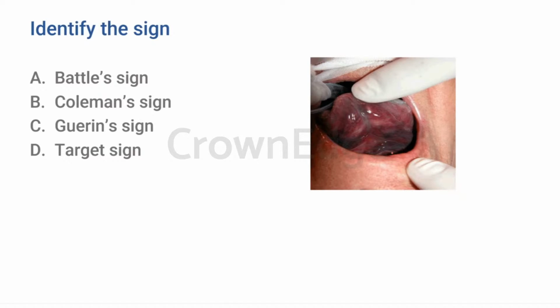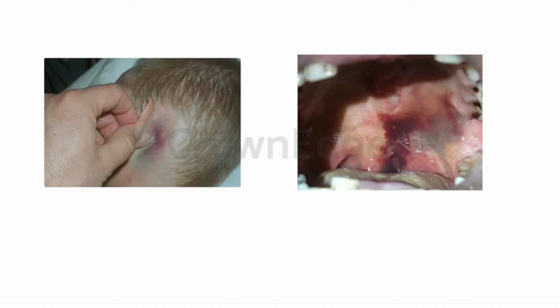Okay. Now, what is Battle sign? So many of you spoke about that. Battle sign and Guerin sign. Now, just identify and tell me what is the left one and the right one. We'll just go ahead. Yes, Coleman sign is the answer. Now, can anybody tell me what is the sign in the left one?